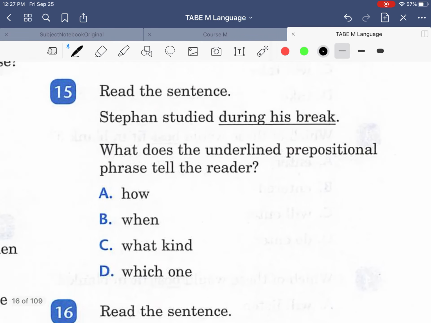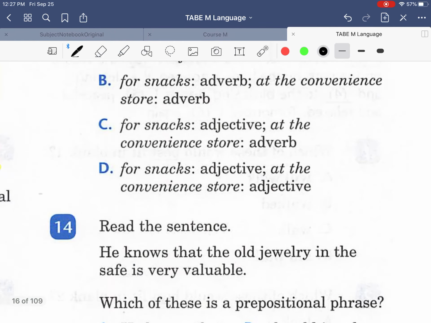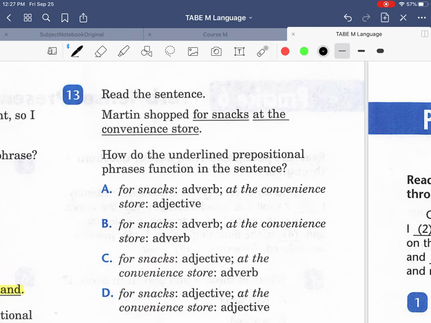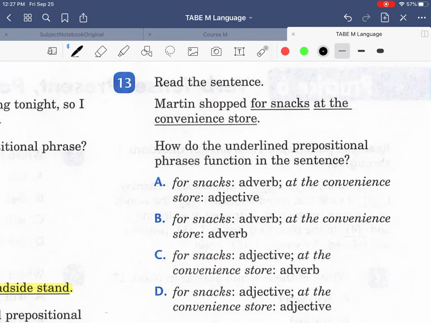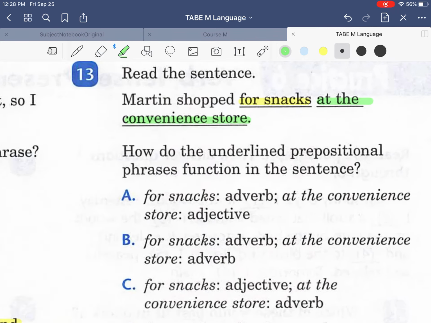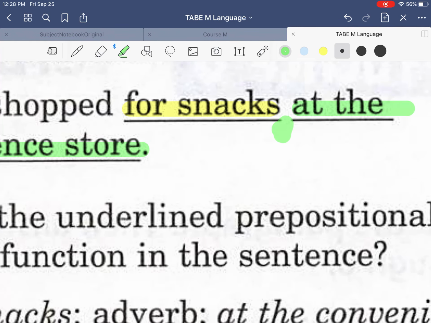Number 13. Read the sentence. Martin shopped for snacks at the convenience store. So we have for snacks, and then we have at the convenience store. Notice that the underline breaks right in there. These are two different things.